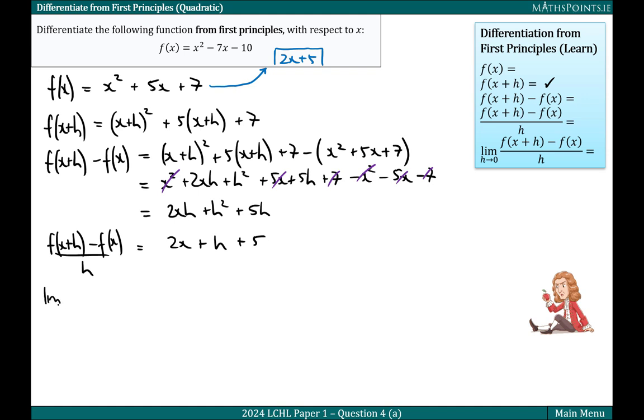And then the last step is, if there's any h's remaining, then we make them 0. So there's an h here, and so that's a 0, and we're left with 2x plus 5, which is what we had again 2 minutes ago using the power rule, but we're not allowed to use the power rule when we do it by first principles.